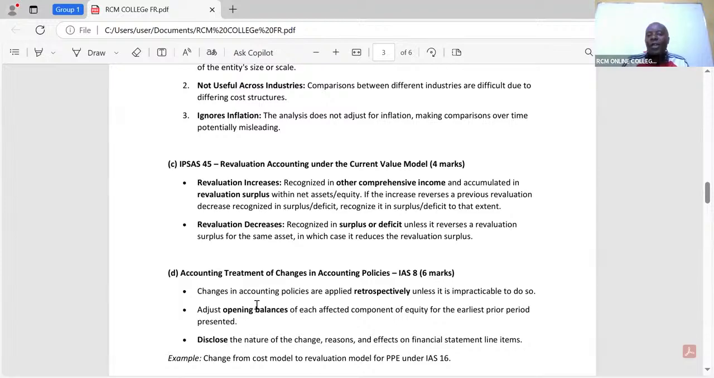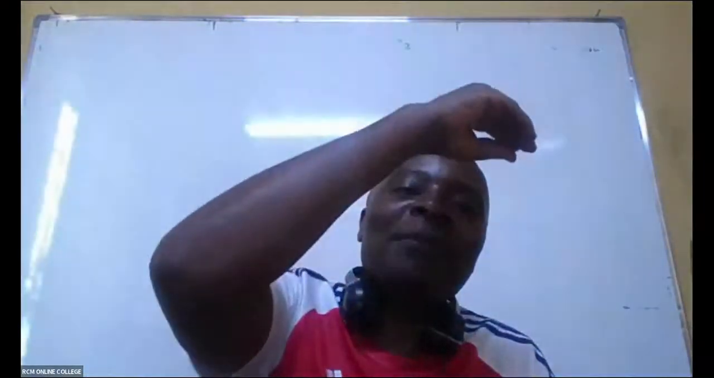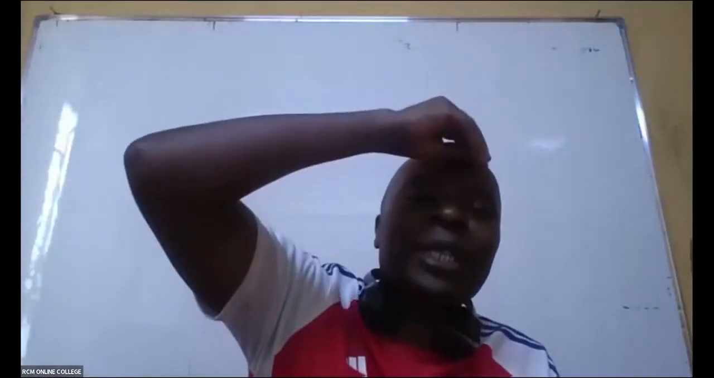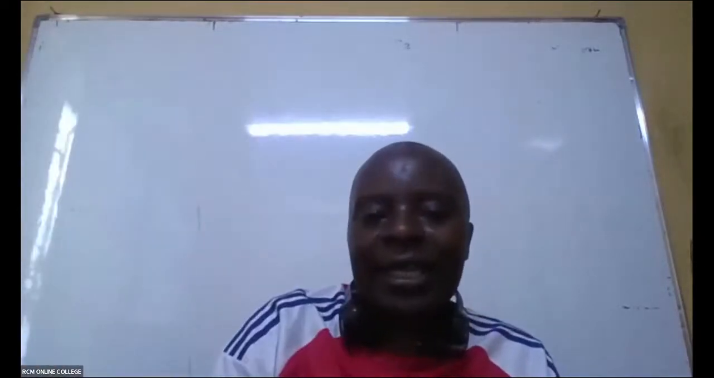IPSAS 45, revaluation accounting under the current value model. So whenever we revalue our assets, my good students, it doesn't matter what name they call it. They can even call it IPSAS 572. It doesn't matter, so long as they just give us an idea.